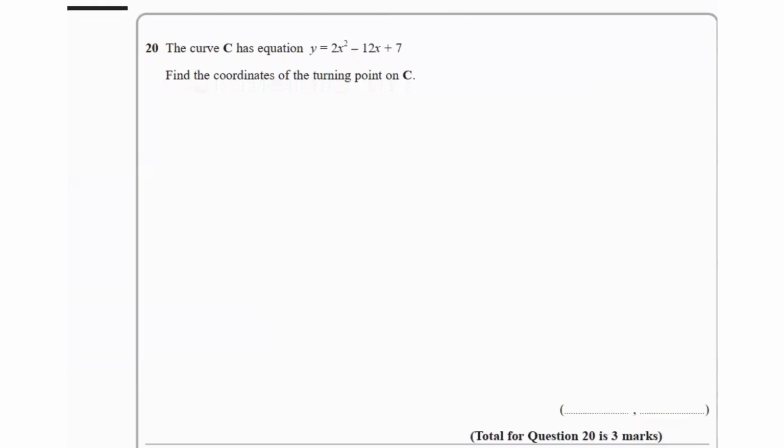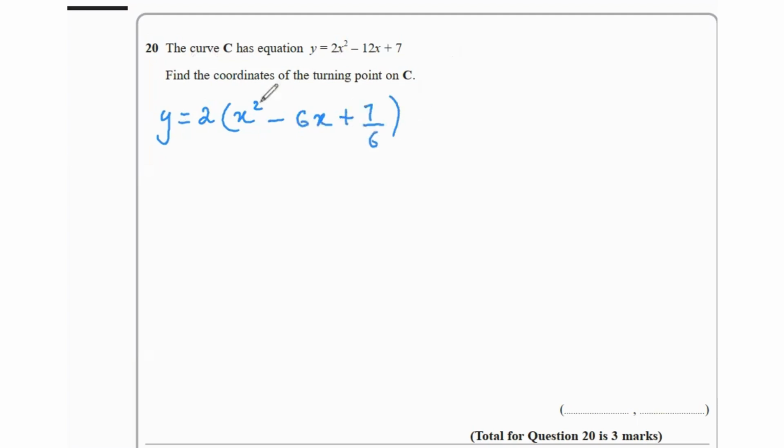Question 20 says the curve C has equation y equals 2x squared minus 12x plus 7. Find the coordinates of the turning point on C. To find the turning point on C, we need to use the completing the square form. First, we need to make the coefficient of x squared 1. To do that, we're going to take 2 common from the entire equation. So it becomes y equals 2 times x squared minus 6x plus 7 over 2.